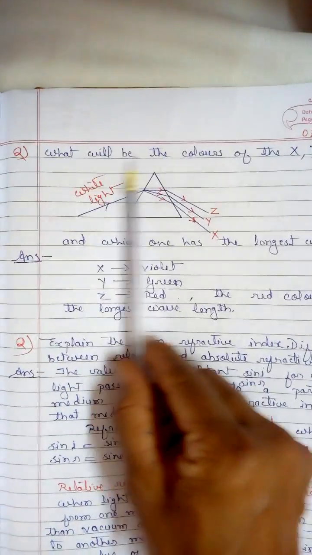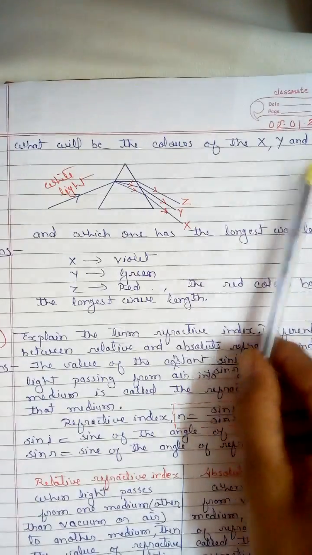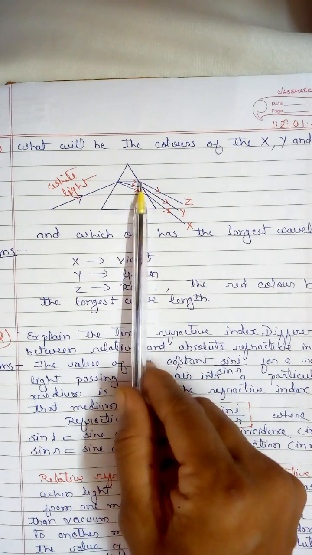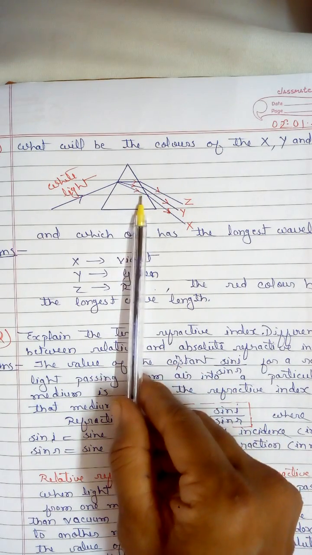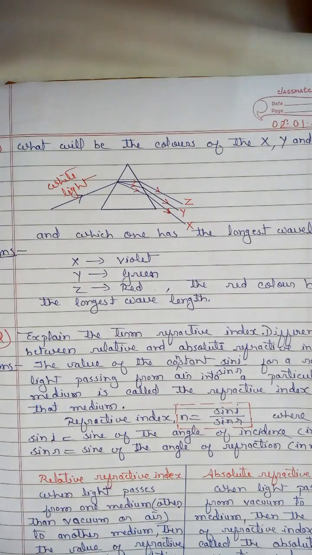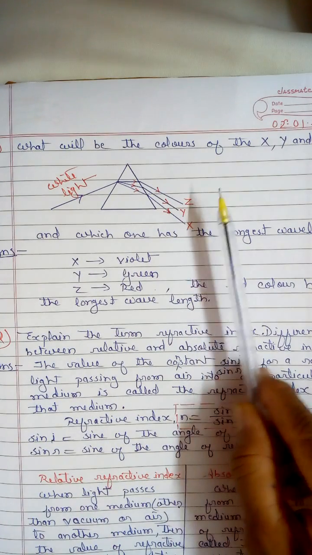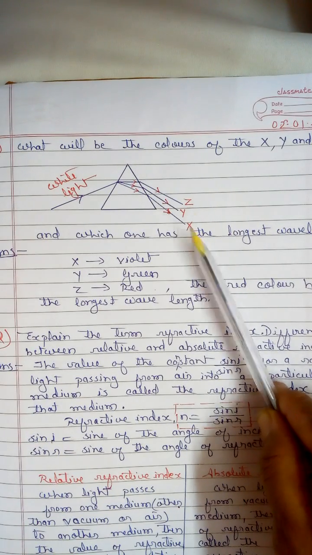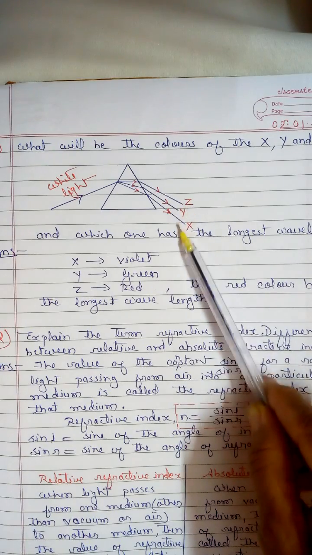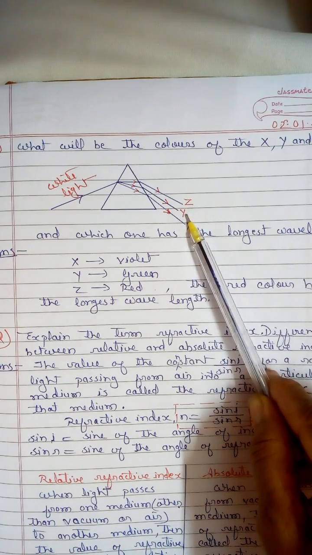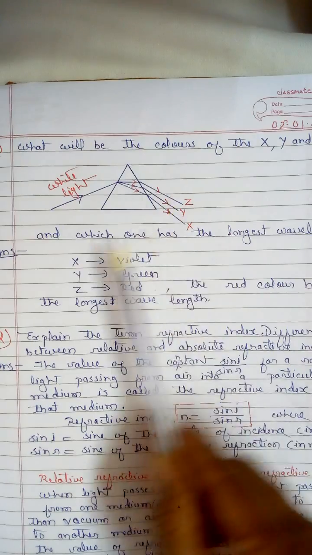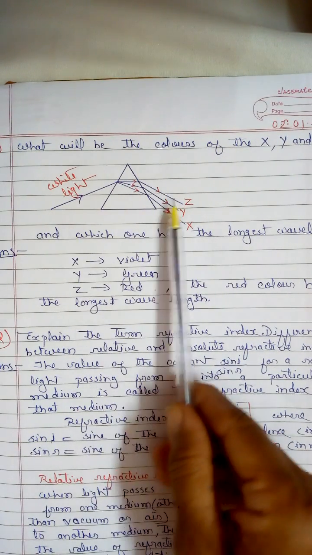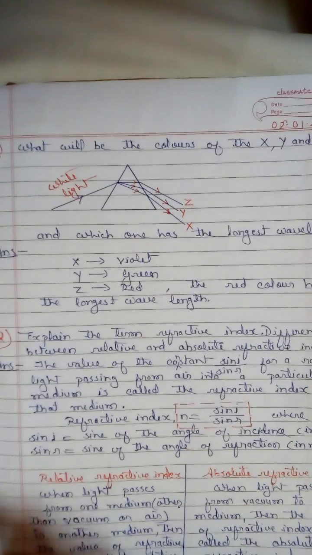The next question: what will be the colors of X, Y and Z? Here a ray of white light is incident on a prism, and it has been split into three colors that they have shown here. So as we know by the definition of spectrum, this ray X is the violet color ray, this Y which is in between X and Z will be green, and Z will be of red color. Of these three colors, Z, that is the red color, will have the longest wavelength.